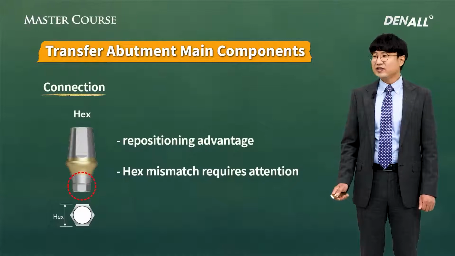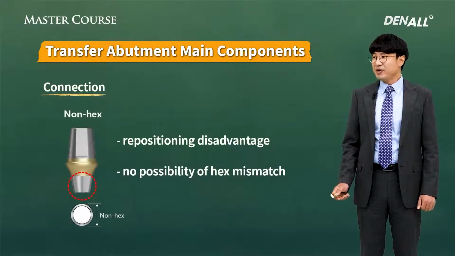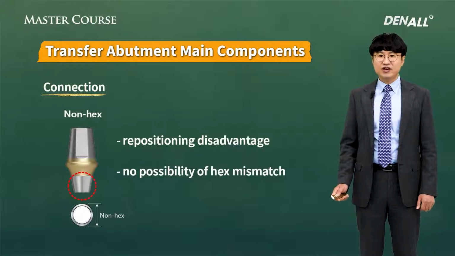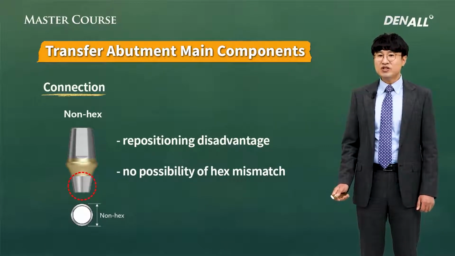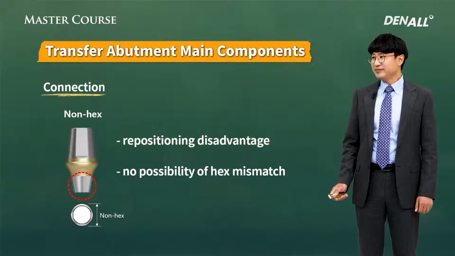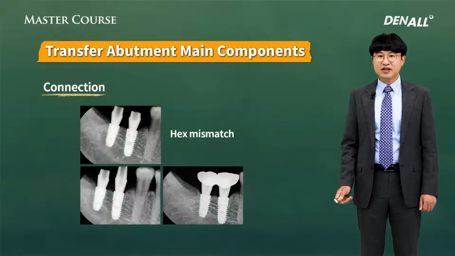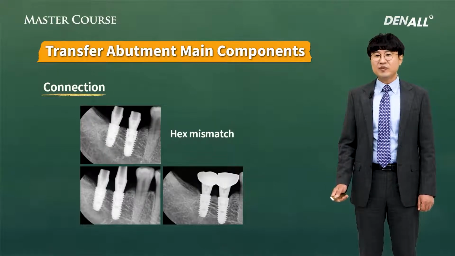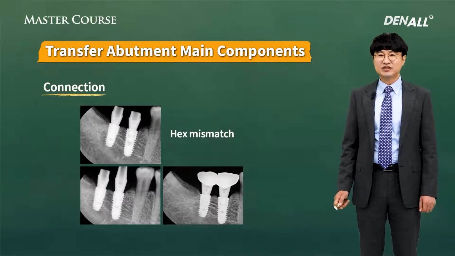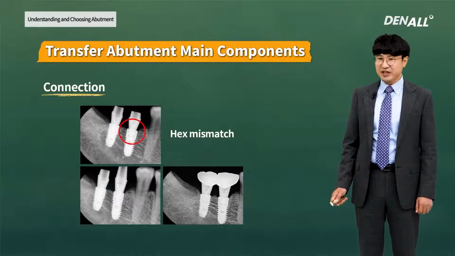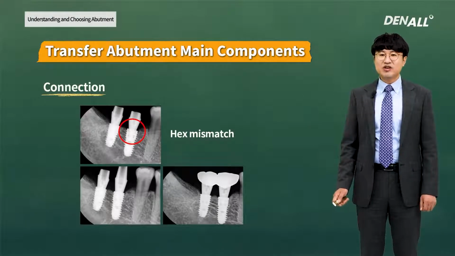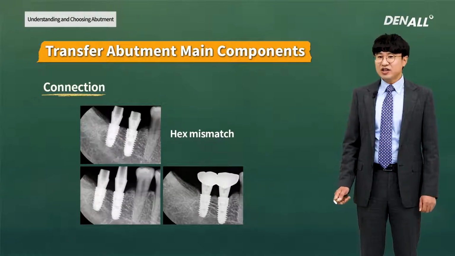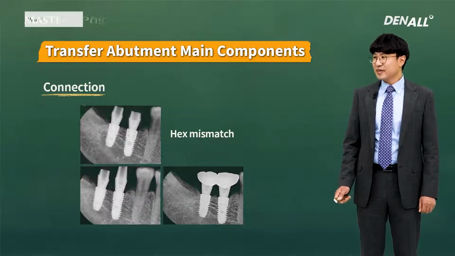Now, can you see the hex type with the shape of a hexagon? On the other hand, the disadvantage of the non-hex is that it cannot be repositioned as there is no hex structure, but it has many advantages. The biggest problem in using the hex abutment is that the hex mismatch can occur, which is the incorrect connection. A clinician can easily make a mistake as the screw can still be tightened even with a mismatch.